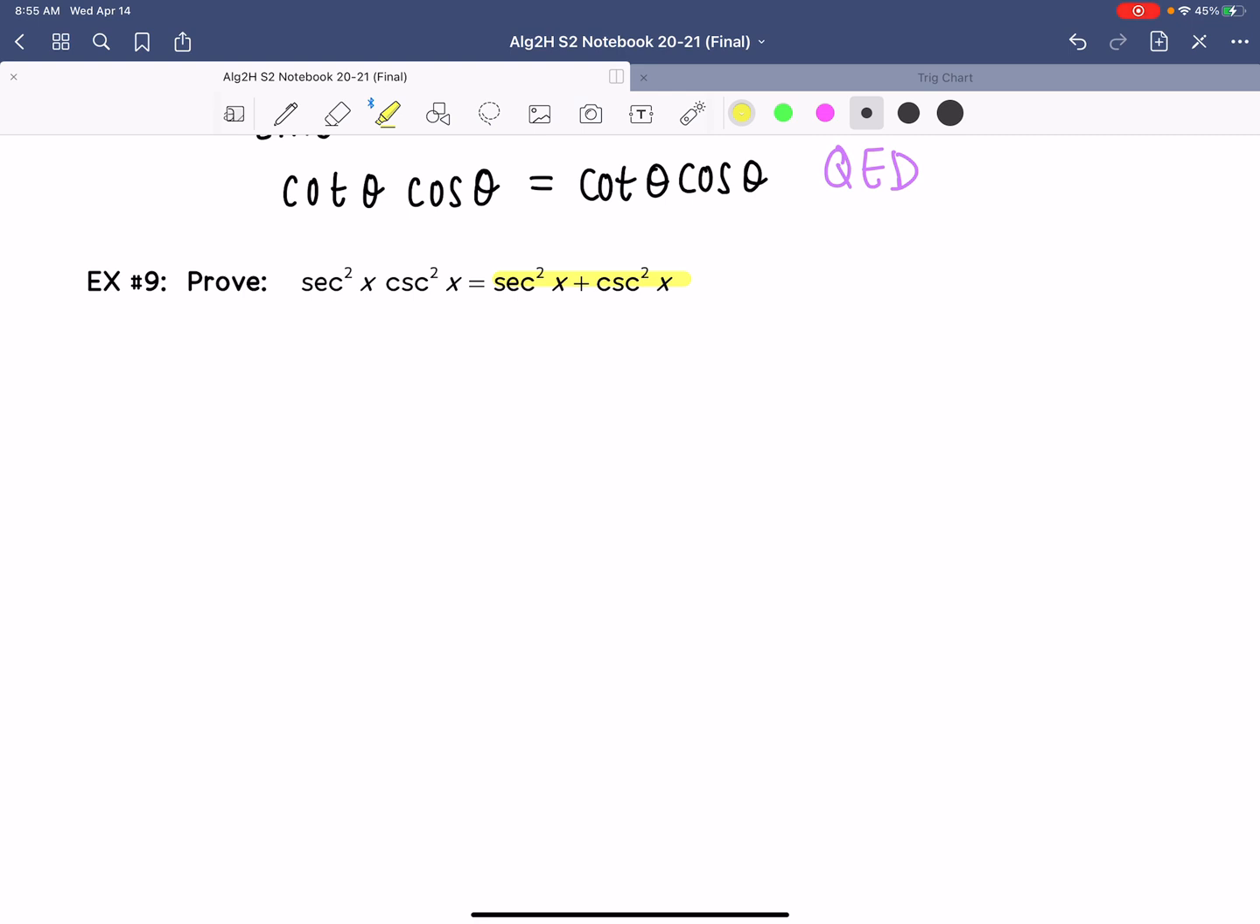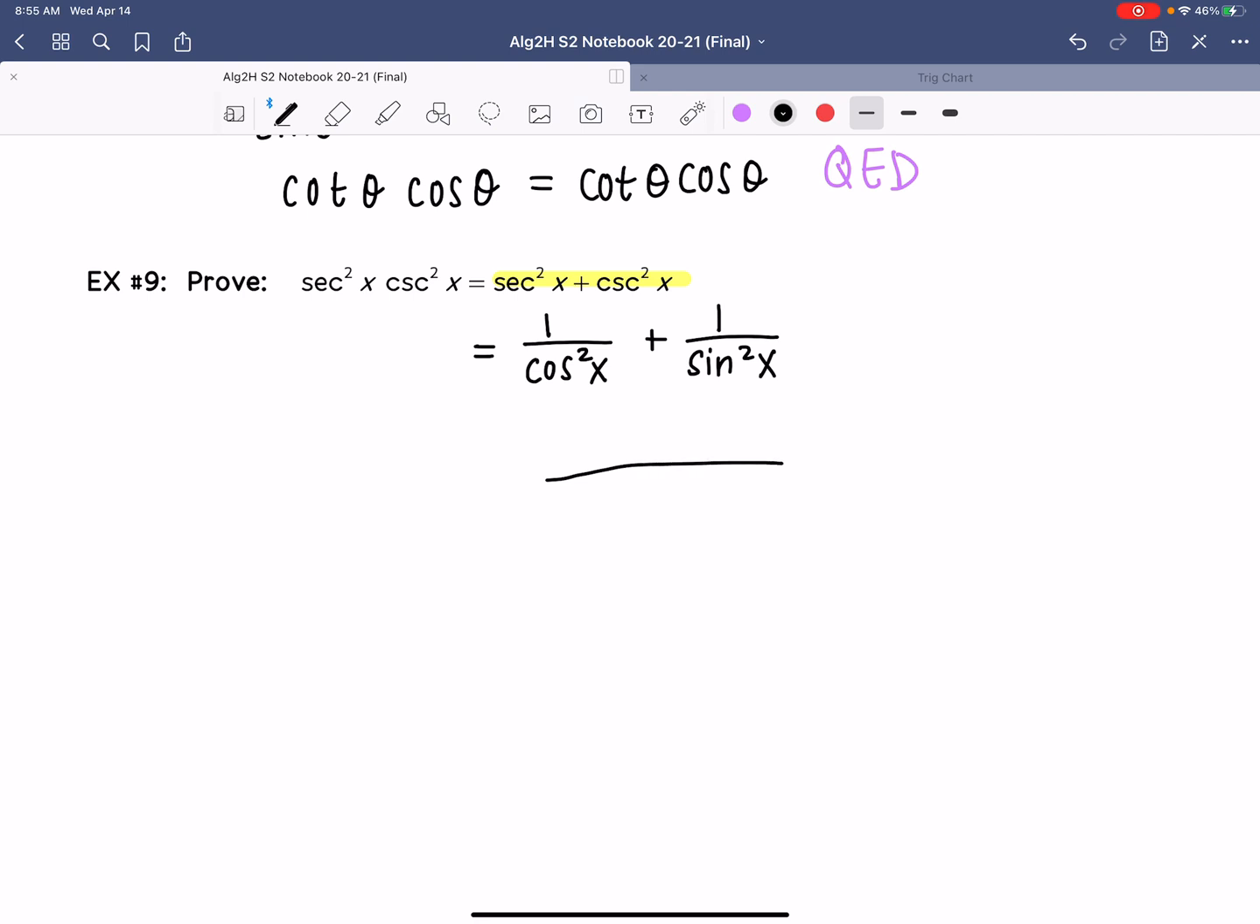All right, so I'm going to start again. I'm going to change it to sines and cosines. It's just easier for me to understand. So secant is 1 over cosine, so I have 1 over cosine squared x plus 1 over sine squared x. All right, let's get rid of 2 fractions. Let's make it 1 fraction. So let's go ahead and get a common denominator.